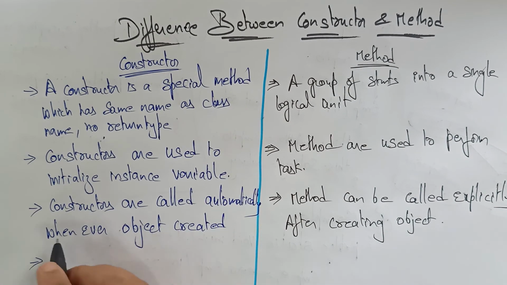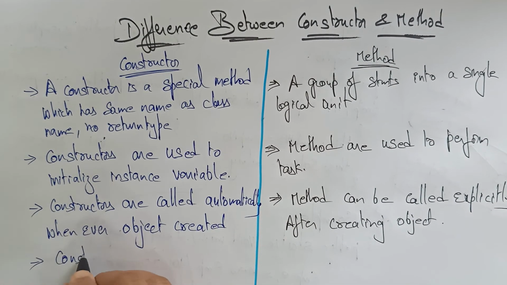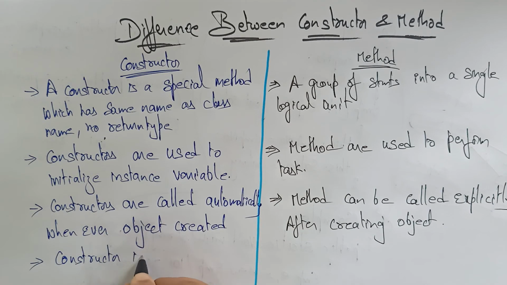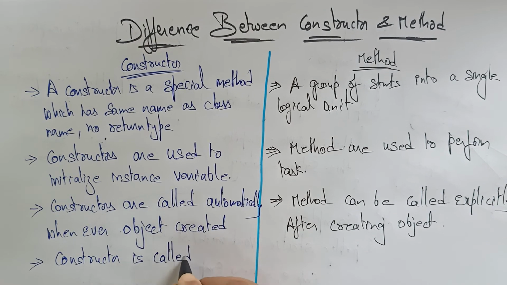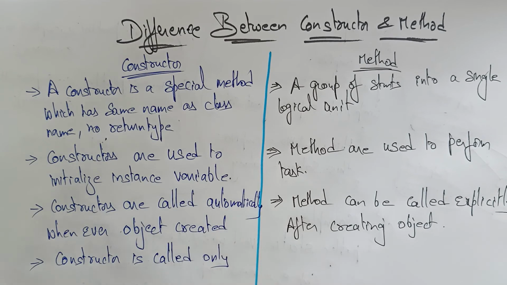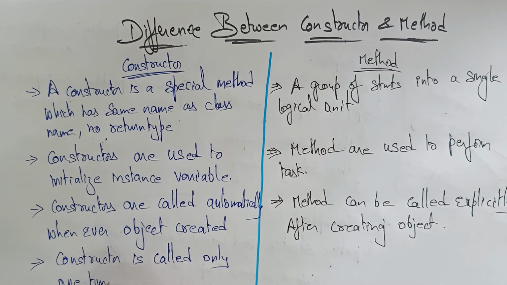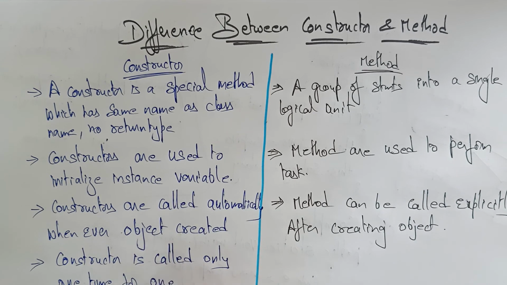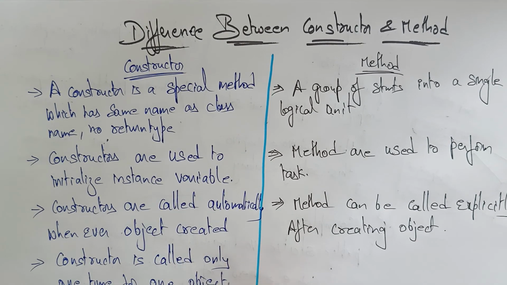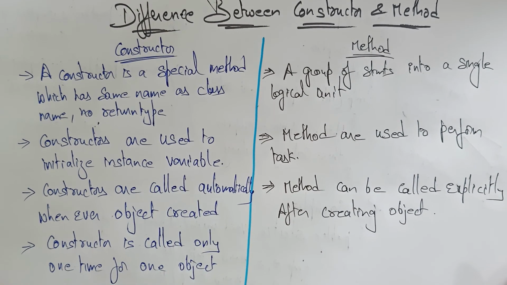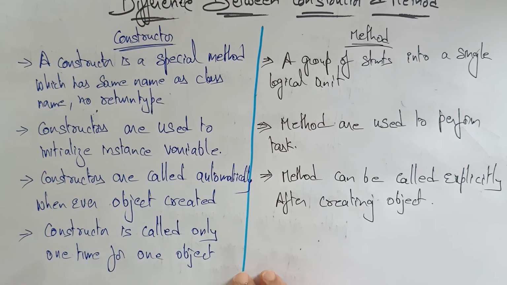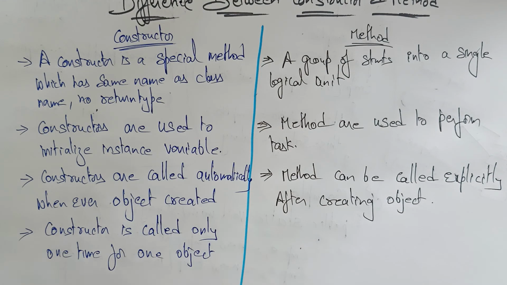A constructor is called only one time for one object. For one object, one time. If you create another object, it is called another time. Create another object and it is called another time. That's it. So a constructor is called only one time for one object.